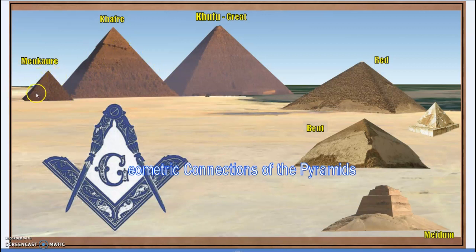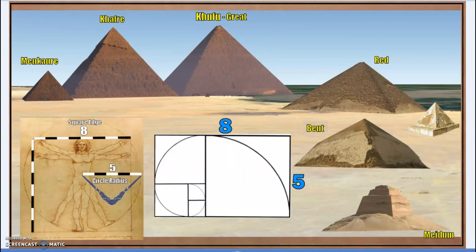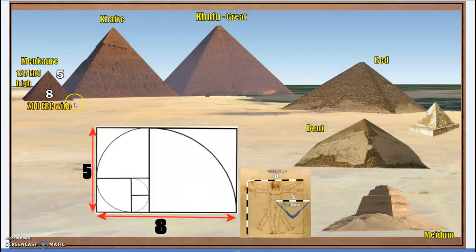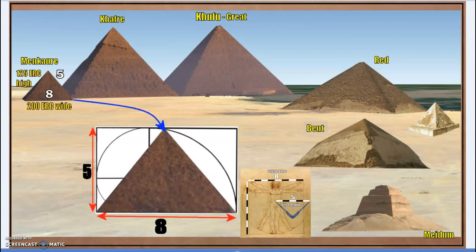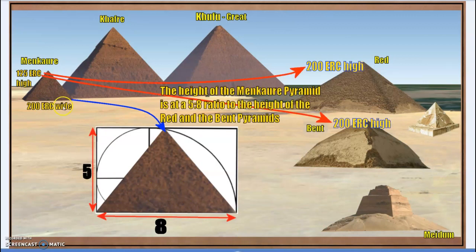However, the Menkaure Pyramid, the smallest of those three, is key to linking the Plateau, the famous Giza Pyramids, to the other famous pyramids such as the Red Pyramid, the Bent Pyramid, and the Meidum Pyramid. 8 to 5 ratio, Fibonacci numbers. Vitruvian Man, that's the base to the height of a Menkaure Pyramid. So that 8 to 5 Fibonacci, well, that's one way to draw the Menkaure Pyramid, and it's 200 wide.